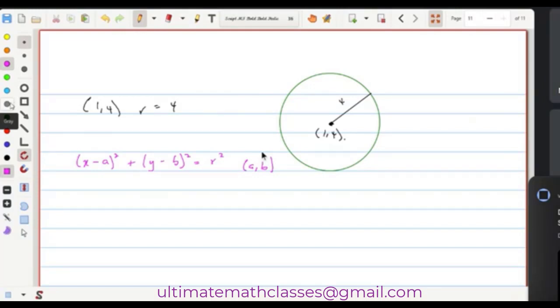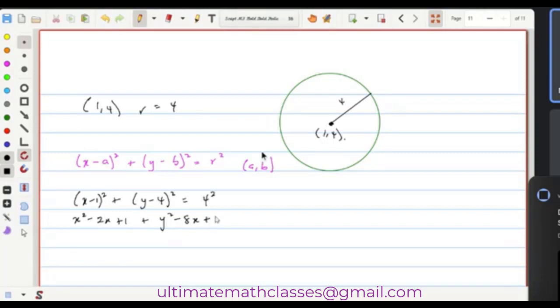Okay. So in this case, the x coordinate of the center is 1, giving you x minus 1 squared, plus the y coordinate of the center is 4, so y minus 4 squared, is equal to the radius, which was given as 4, squared. The expansion of this is going to be x squared minus 2x plus 1. And the expansion of this is going to be y squared minus 8y plus 16. Am I correct? It is equal to 16. So the 8y is okay.